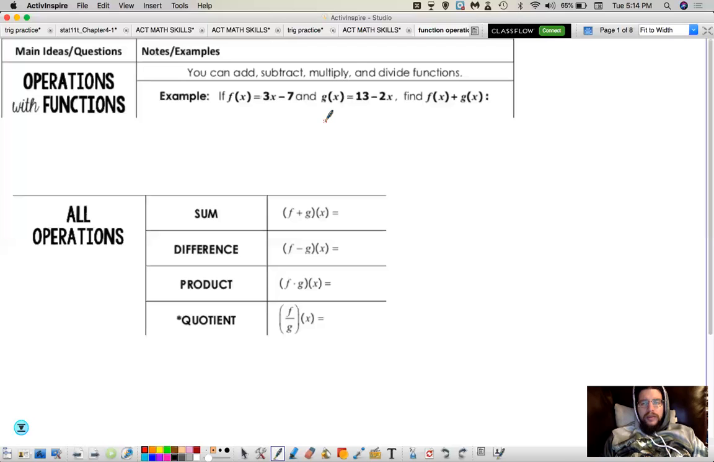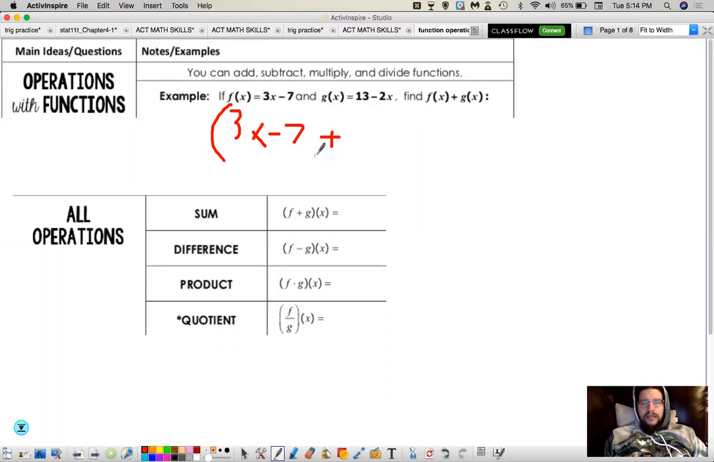Notice the function notation. Make sure you remember what that's telling us. This guy's name is f, this guy's name is g. Both of them are based on x. That's your variable. It's telling us to find f of x plus g of x. So do it. Just take your f, this guy's name is f. So take f, put a plus sign, and add g.